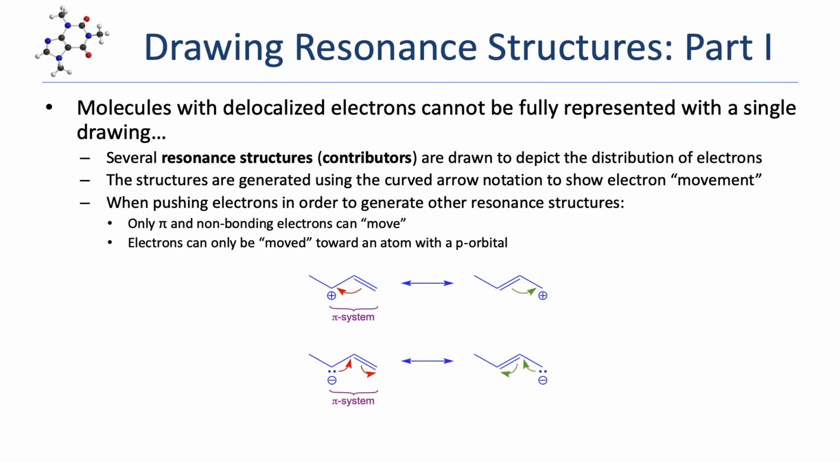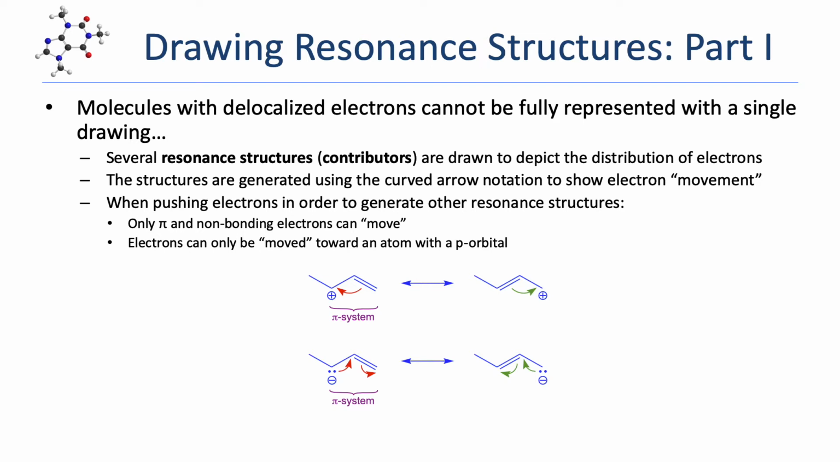Now, according to our rules for generating resonance structures, we can only push pi and non-bonding electrons. And in this case, we have a pair of pi electrons. And we can only move them toward an atom that has a p orbital. If we look to the left of that double bond, we have a carbon with an empty p orbital. And so we push those pi electrons towards that neighboring atom. And that means those pi electrons will now be shared between that top carbon and the carbon to its left.